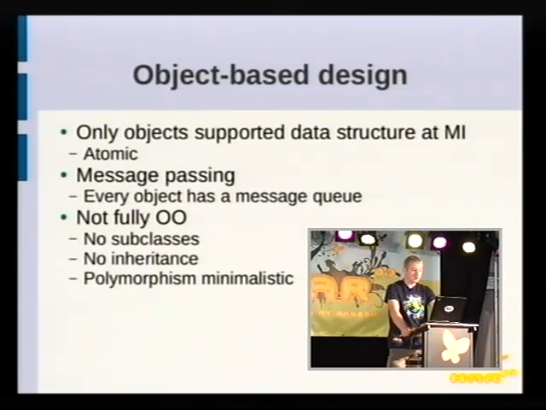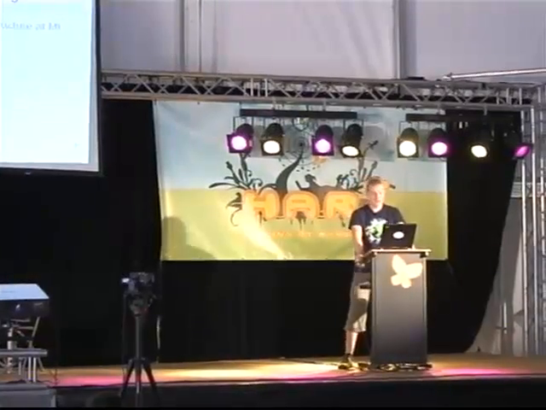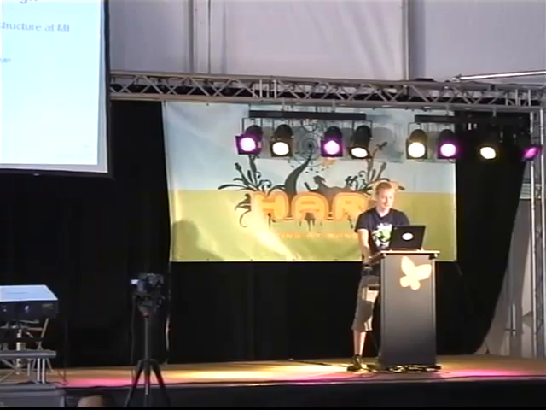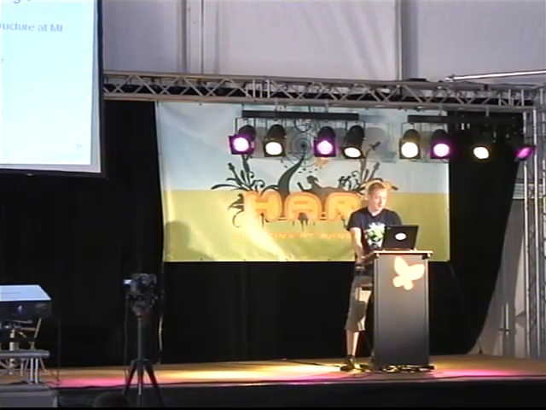And objects talk to each other by passing messages. So every addressable object has a message queue attached. And almost everything on the system is an object, the only supported data structure. But it is not a fully object-oriented system because it lacks some object-oriented features like these.